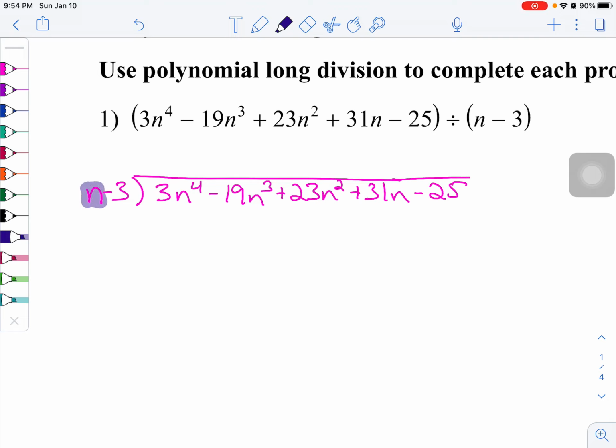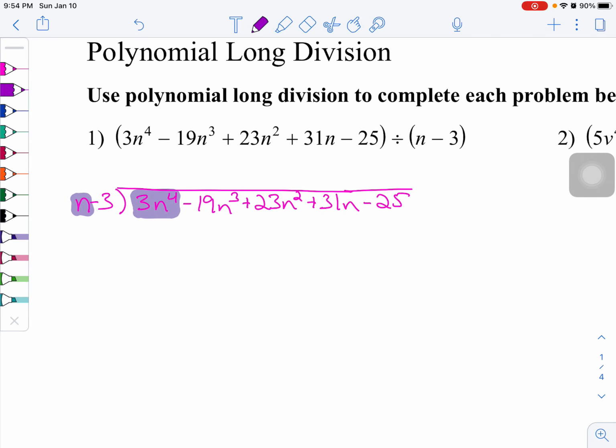We're going to take the leading term, this leading n value, and divide it into our leading term. Now, if you're unsure or you just need a little reminder, you could put this off to the side. So we've got 3n to the 4th divided by n. Well, the 3 is not going to change, and n to the 4th divided by n to the 1st would be 3n to the 3rd.